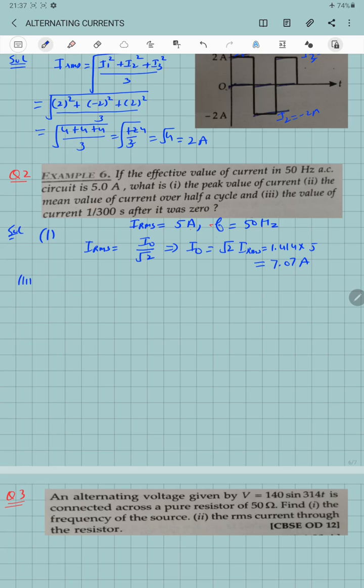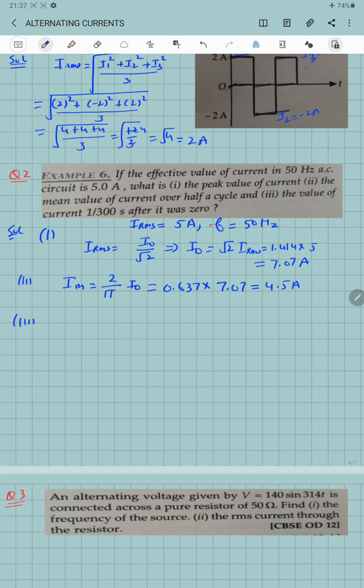Second part, we had to find the average value over half cycle also. We know that average value or mean value is 2 over pi into I naught, which is 2 over pi is 0.637 into peak value we have already found 7.07, which gives us the answer 4.5 ampere.